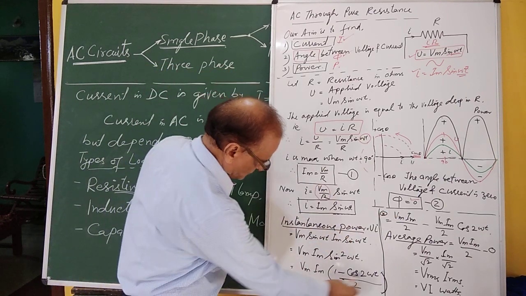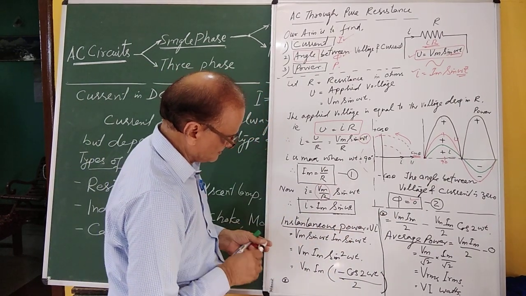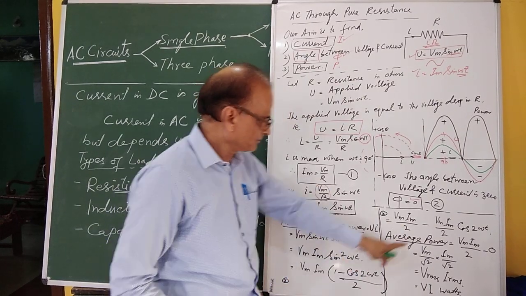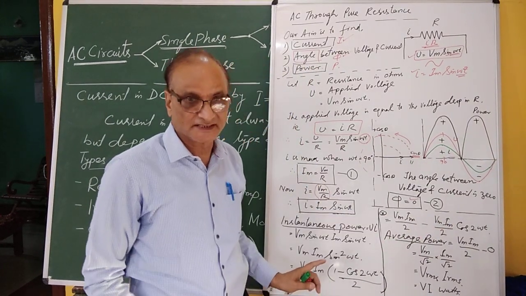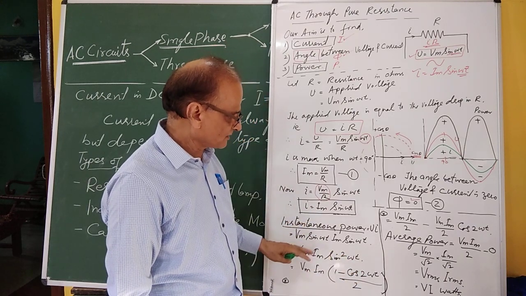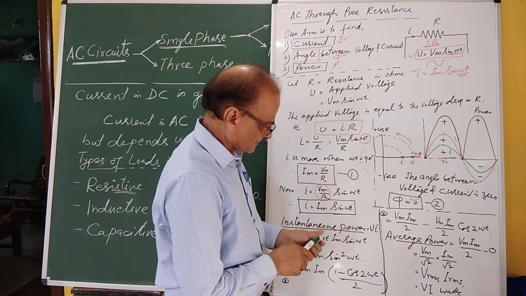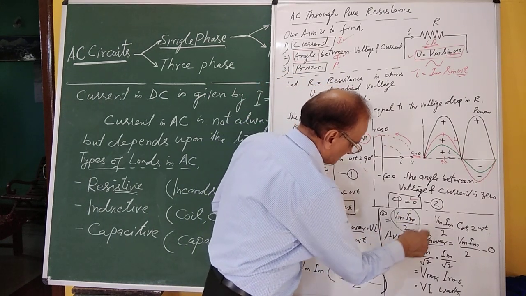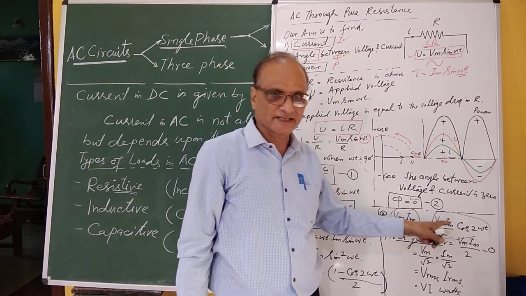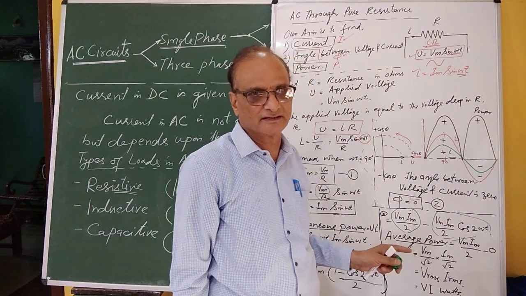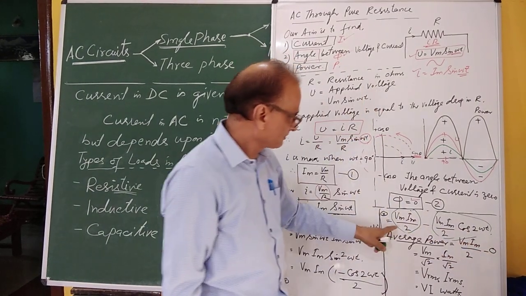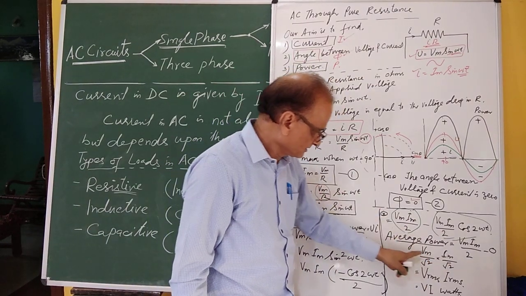Here you open the bracket: Vm Im by 2 will be here, and Vm Im cos 2 omega t by 2 will be here. So this is instantaneous power, but we always take average power. So average of Vm Im by 2 minus average of this. Every value of sine function or cosine function over a complete cycle is 0. So average of this quantity will be 0. Power will be Vm Im by 2.